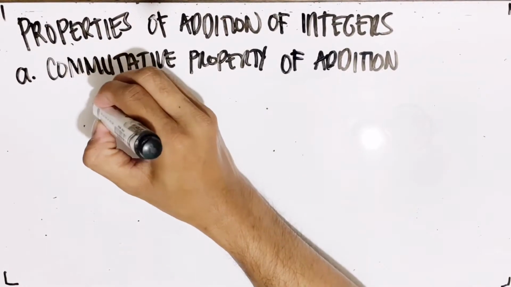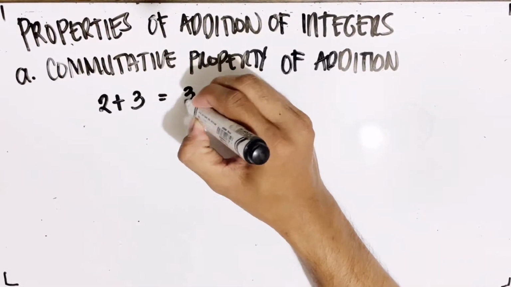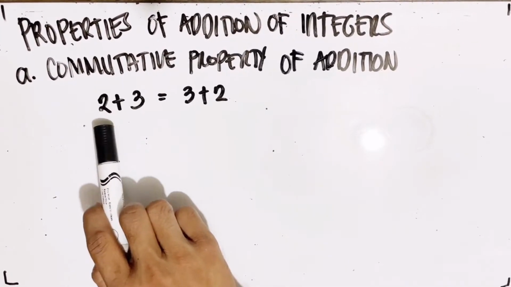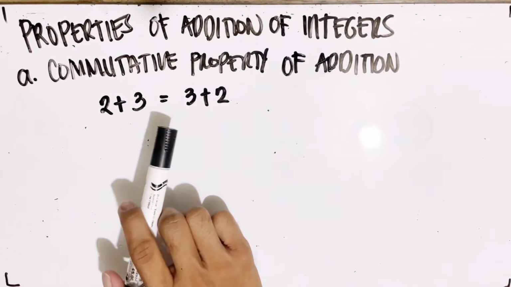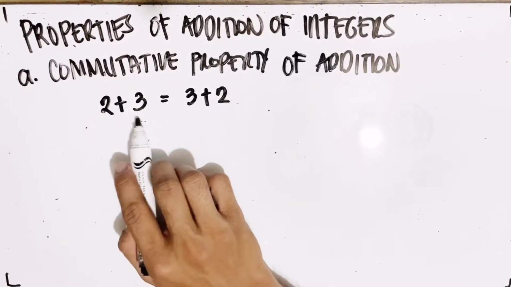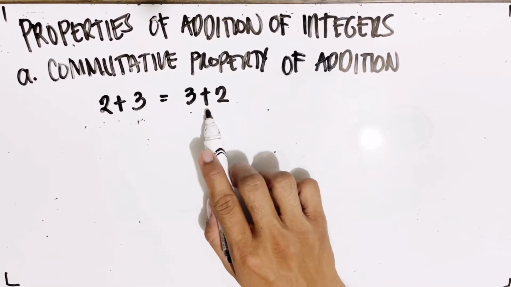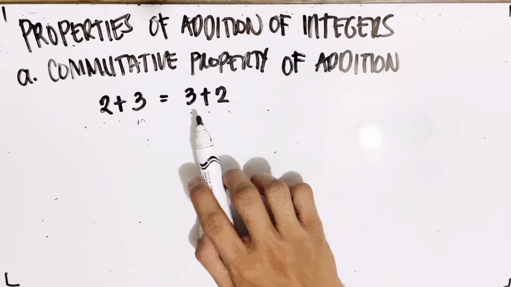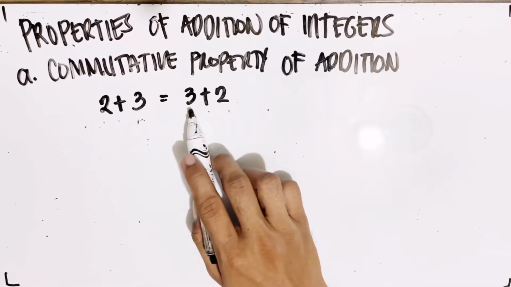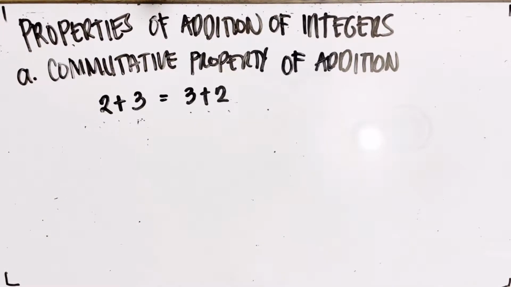Example. These numbers are the addends. The result will be the sum. So, if we change the order of the addends, like 2 plus 3 becomes 3 plus 2, the result is still the same. So, 2 plus 3 is 5, while 3 plus 2 is 5. So, that is an example of commutative property of addition.